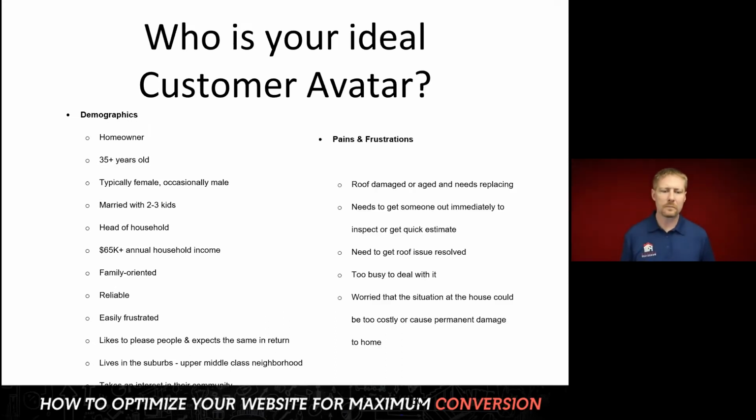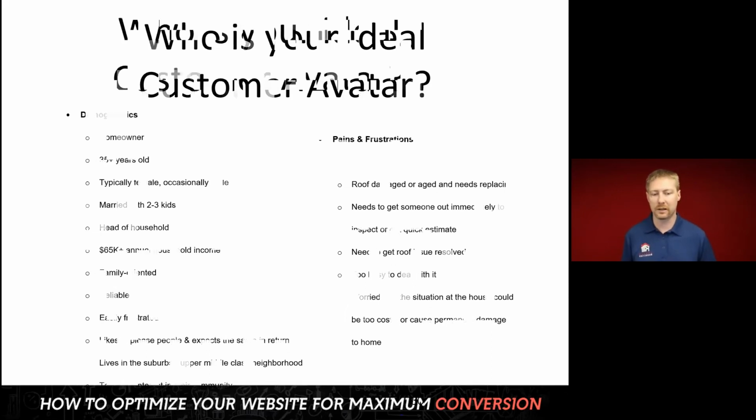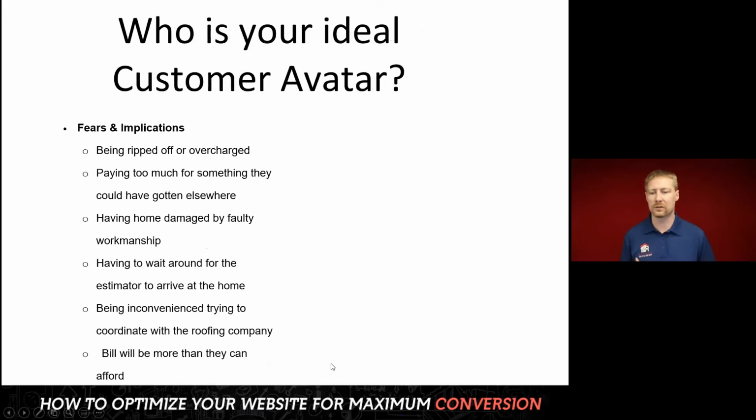Some of their pains and frustrations are that their roof is damaged or aged and needs replacing. They need to get someone out immediately to inspect or get a quick estimate. They need to get the roof issue resolved. They're too busy to deal with it. They're worried that the situation at the house could be too costly or cause permanent damage to their home. Those are their pains and frustrations.